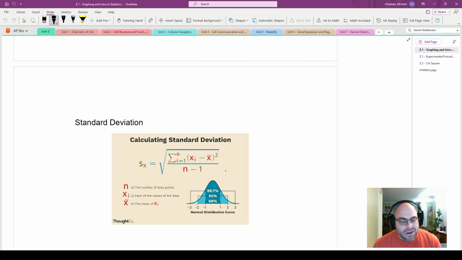Now, if you haven't been studying all year, you might want to settle for a 3, just a nice 3 that is going to be good. So yeah, standard deviation. You don't have to make the calculation.